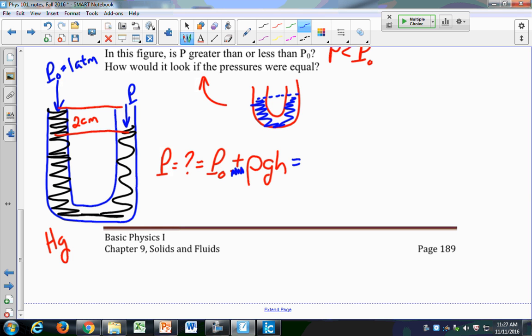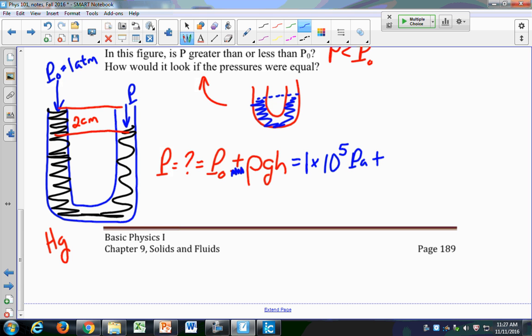P naught is 1 atmosphere, but that's not in SI units. What is it in SI? 1 times 10 to the 5th Pascals, or newtons per square meter, plus the density. Now, that wouldn't be given in the problem. You'd have to look in your table.